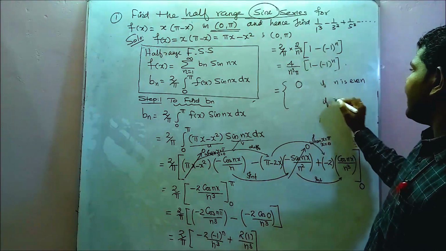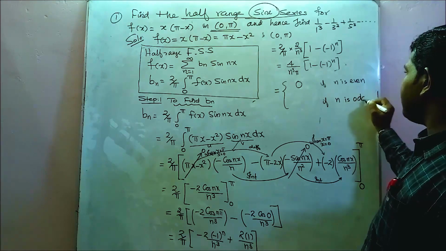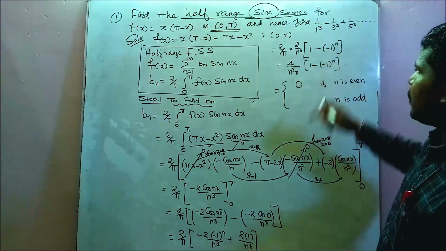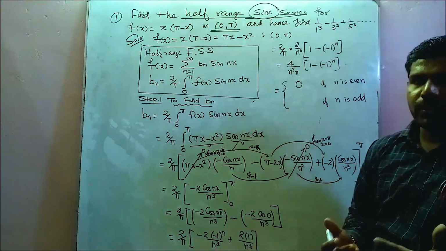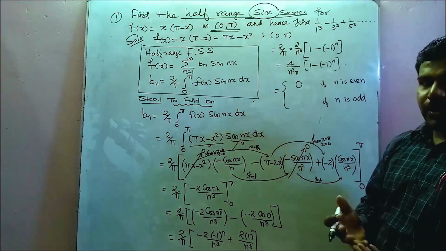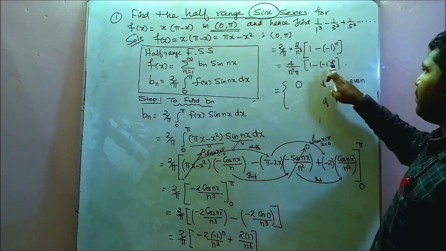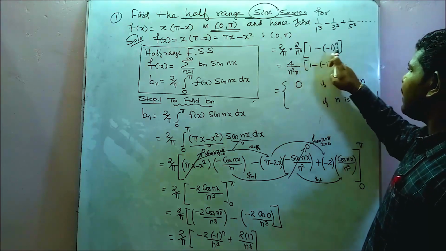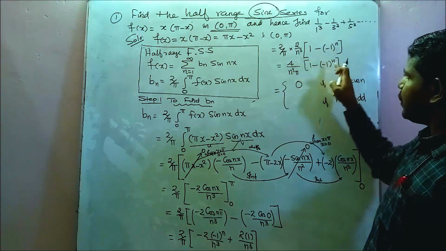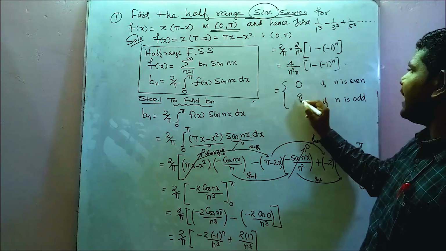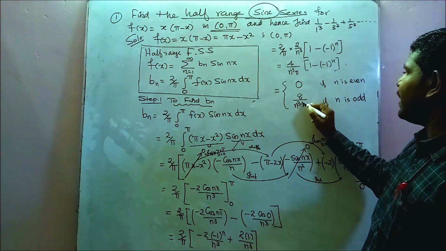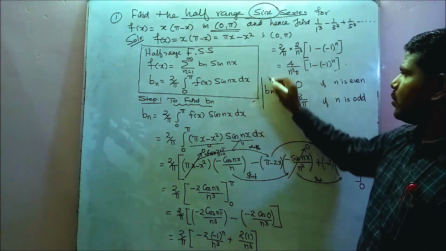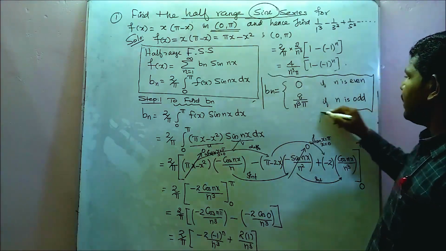0 into this term is automatically 0 அப்படின்னு ஆயிரும். So if n is odd, எல்லா odd நம்பருக்கும் இந்த வேல்யூ என்ன ஆயிரும் அப்படின்னா minus 1. Minus 1 the whole power 3 அப்படின்னா minus 1, minus 1 the whole power 5 அப்படின்னா minus 1, minus 1 the whole power 7 அப்படின்னா minus 1. 1 minus of minus 1, 1 plus 1. So எல்லா odd வேல்யூக்கும் இந்த வேல்யூ 2 அப்படின்னு கிடைக்கும். 2 இது கூட மல்டிப்ளை பண்ணா so 8 by n cube into pi அப்படின்னு கிடைக்கும். So this value is taken as bn. So step 1 is over.